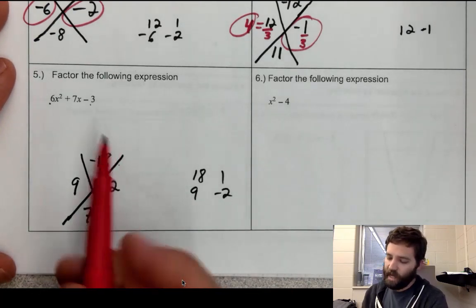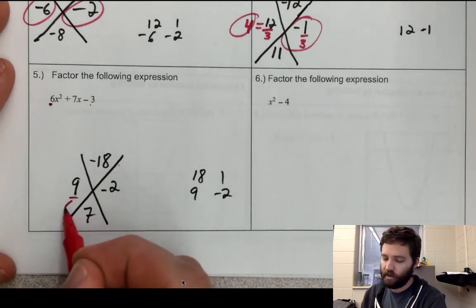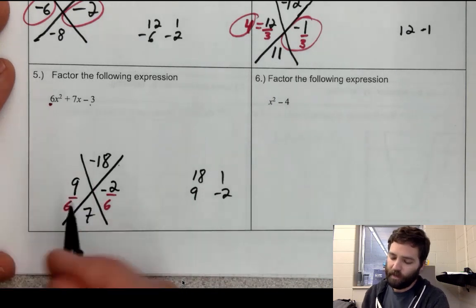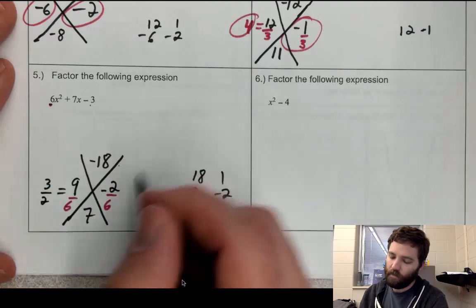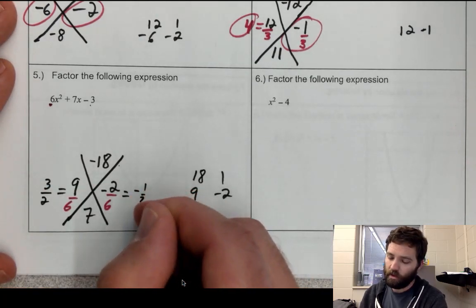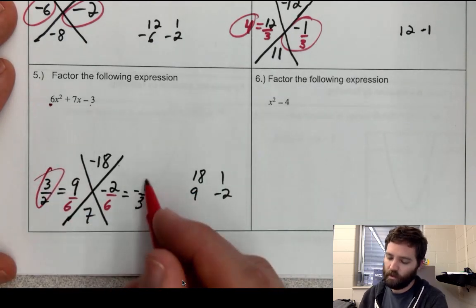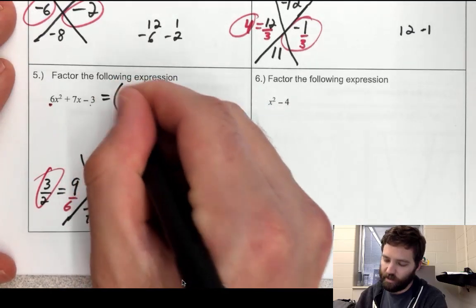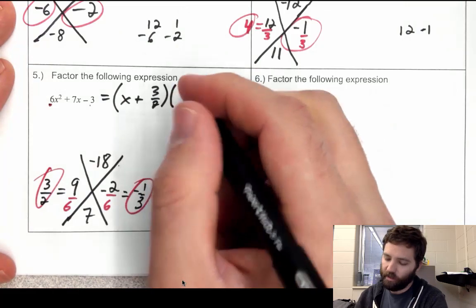Now we have to divide by a. A is 6. Okay, so if I divide by 6 here and 6 here, and then simplify, 9 over 6 is 3 over 2. 2 over 6 is negative 1/3. And those are the numbers that I'm going to put into the factors. So I've got this, x plus 3 over 2 and x minus 1/3.